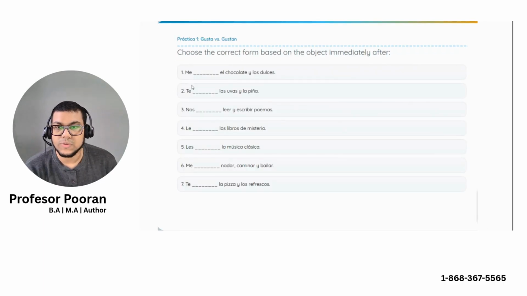This would be: me gusta el chocolate y los dulces. Number two, te gustan las uvas y la piña. Third, nos gusta leer y escribir poemas. Number four, le gustan los libros de misterio. Number five, les gusta la música clásica. Number six, me gusta nadar, caminar y bailar. And number seven, te gusta la pizza y los refrescos.